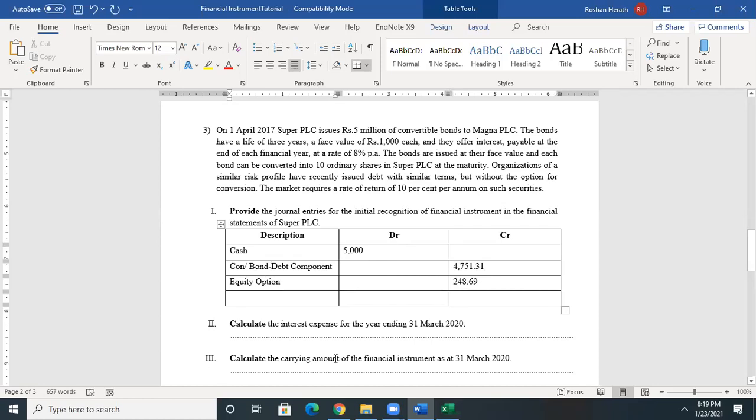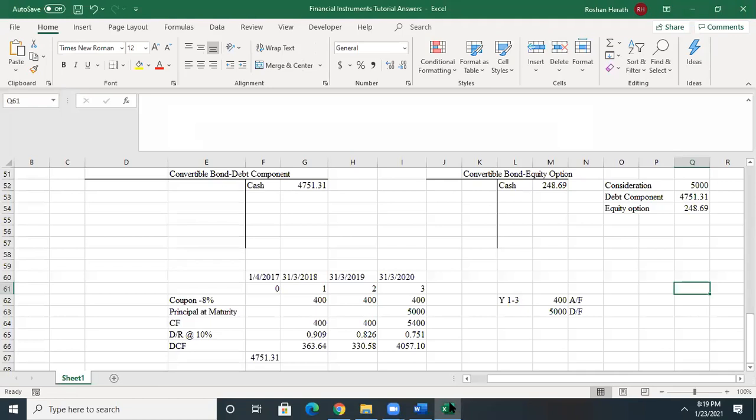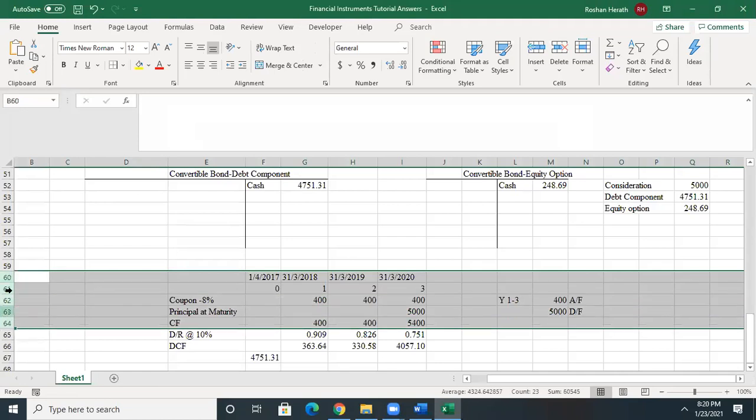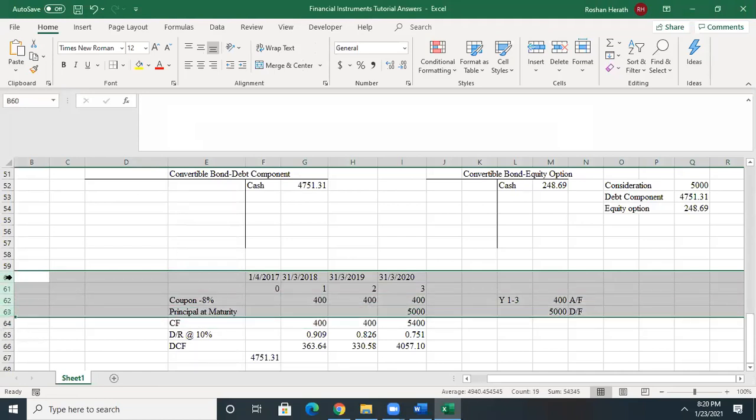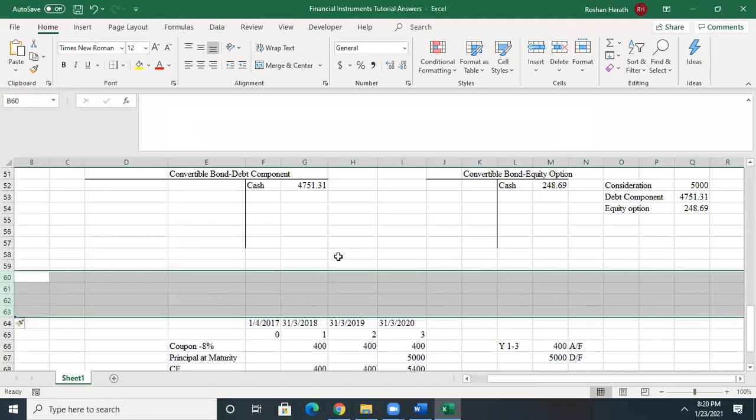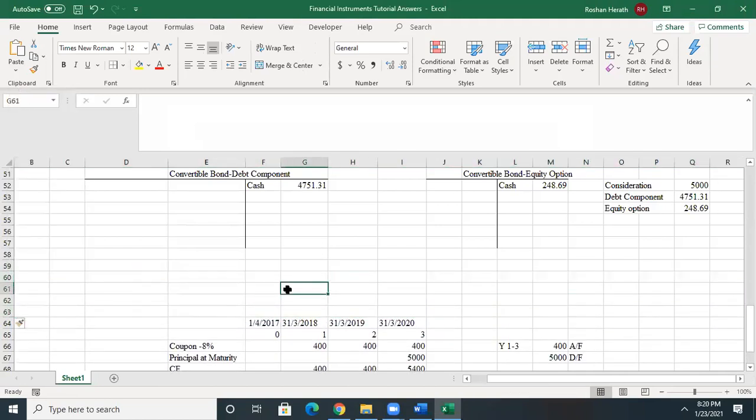Then it asks you to calculate the interest for the year ended 31st March 2020. Now here you are in 2017, so therefore you are supposed to account for the bond throughout the period and identify the interest expense at the final year. Hence, you need to continue to account for this up until the maturity, right? Okay, then how we do? Now you have the debt component separately, equity component separately, then go and do the accounting separately.